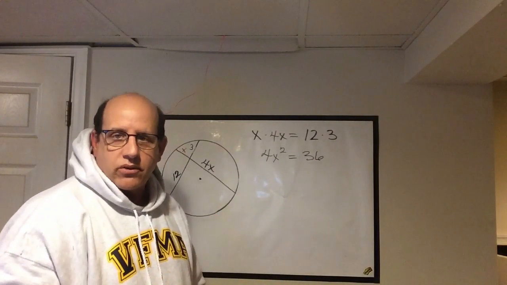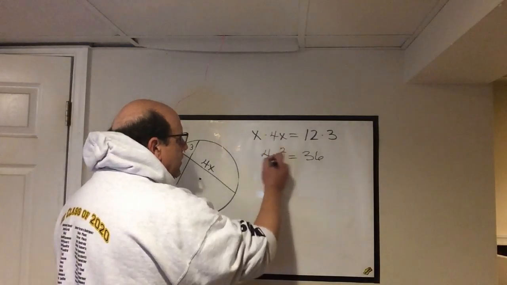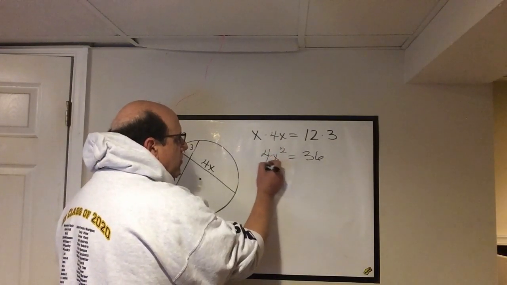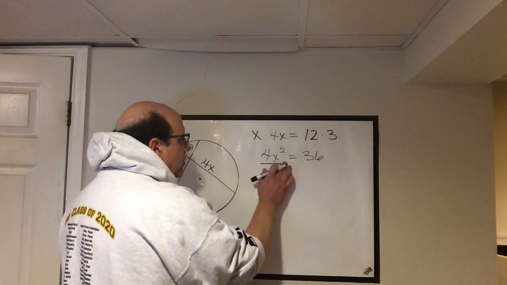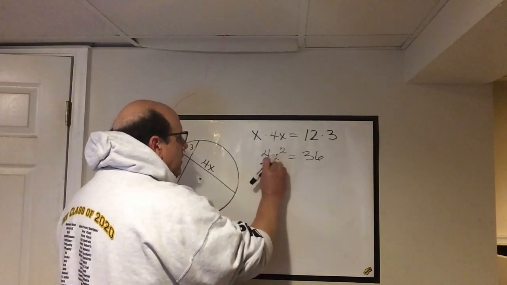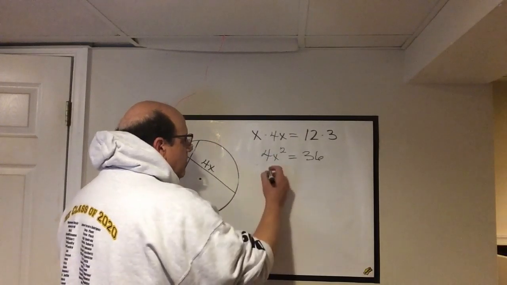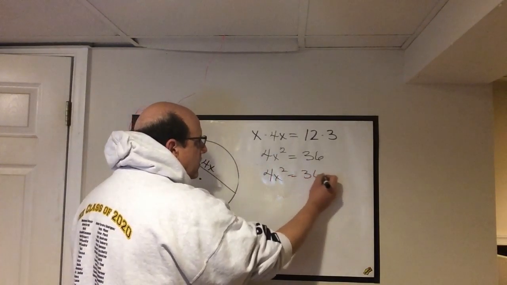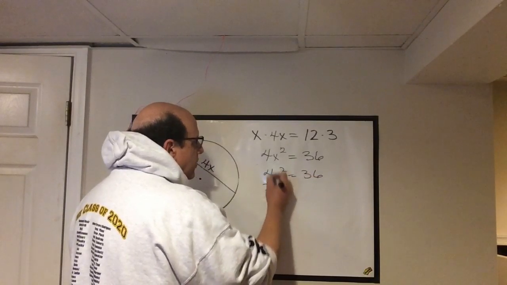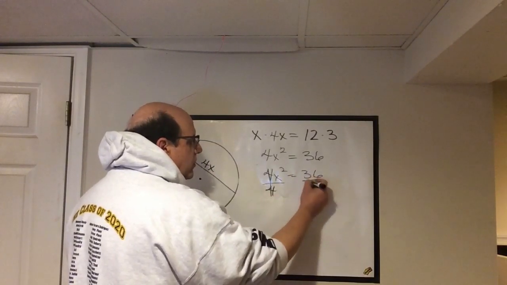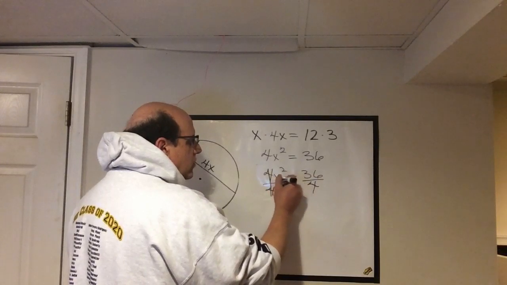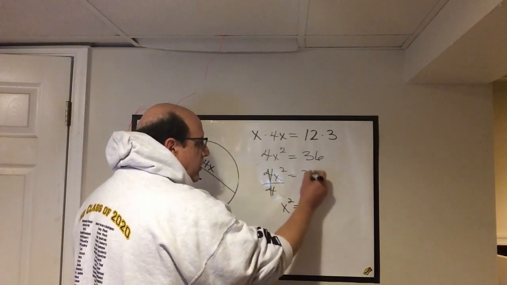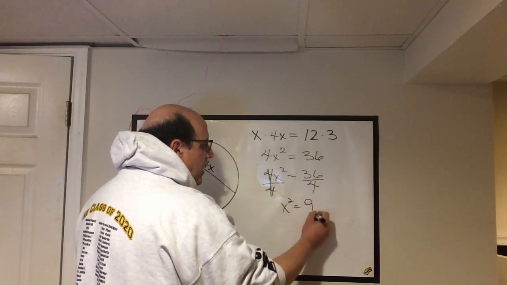I don't want to take the square root of this yet, because I want to get rid of this coefficient here. So x is being multiplied by 4, so I'm going to rewrite, because I always rewrite, right? 4x squared equals 36. I'm going to do my math on that, undo that multiplication with division. So x squared equals, well, 36 divided by 4 is 9.